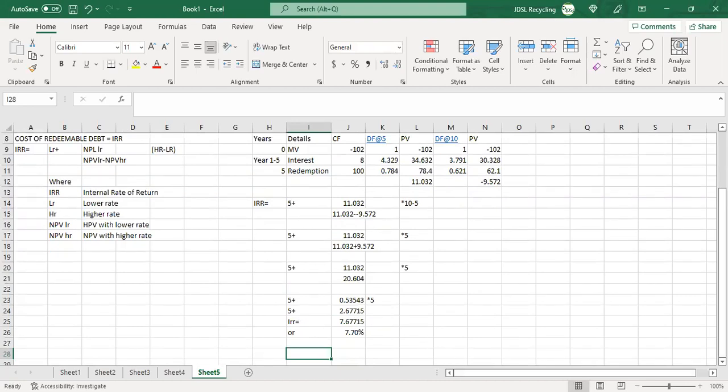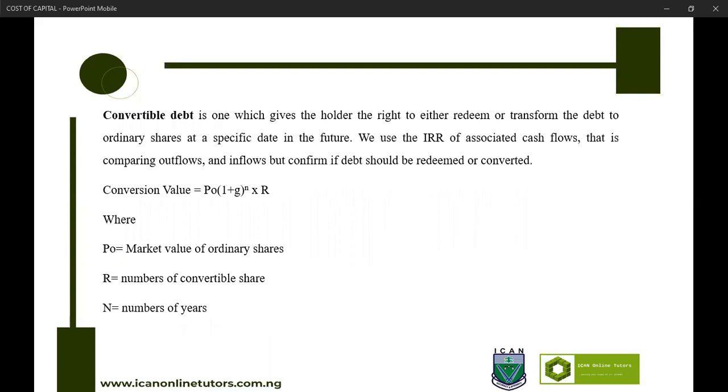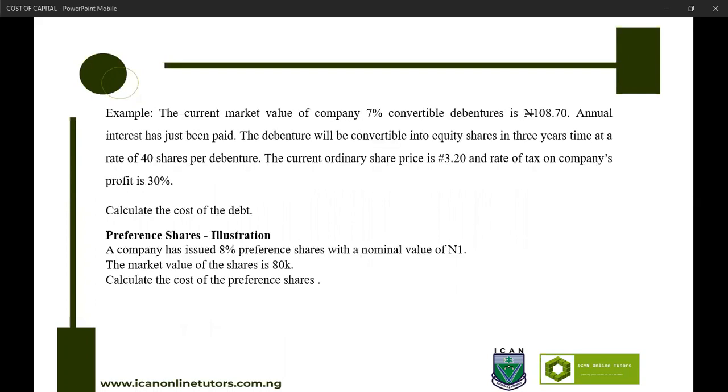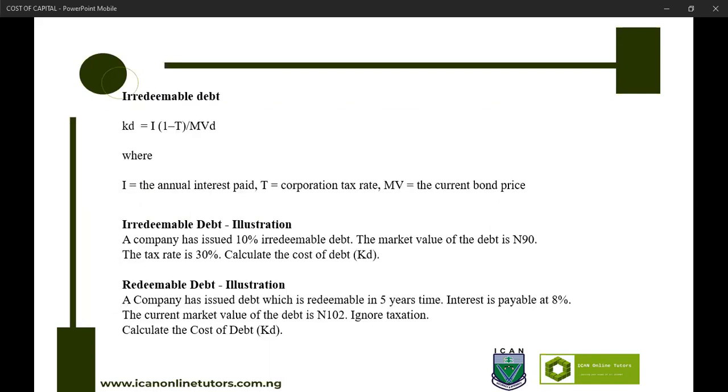Yeah, it's clear. All right. Please permit me to end the class here so that we can relax and study what we have done so far up to this level. Then we continue from convertible debt before we move on to preference shares and weighted average cost of capital. Any questions so far before we make it a day?